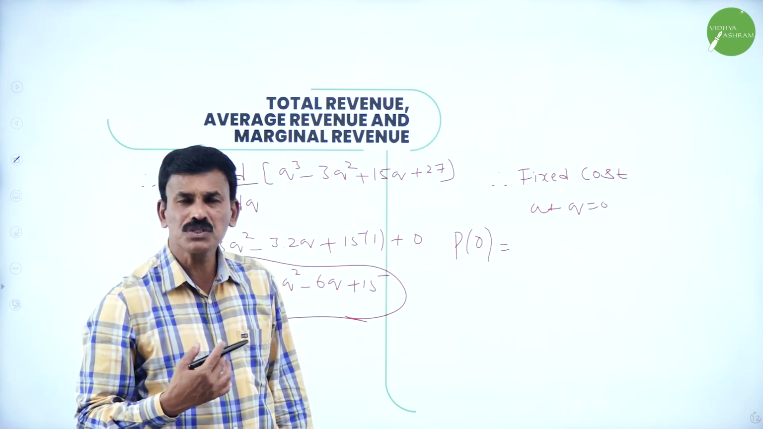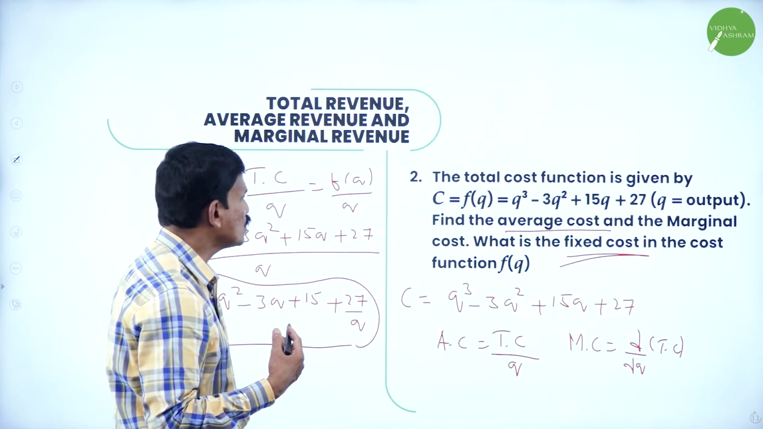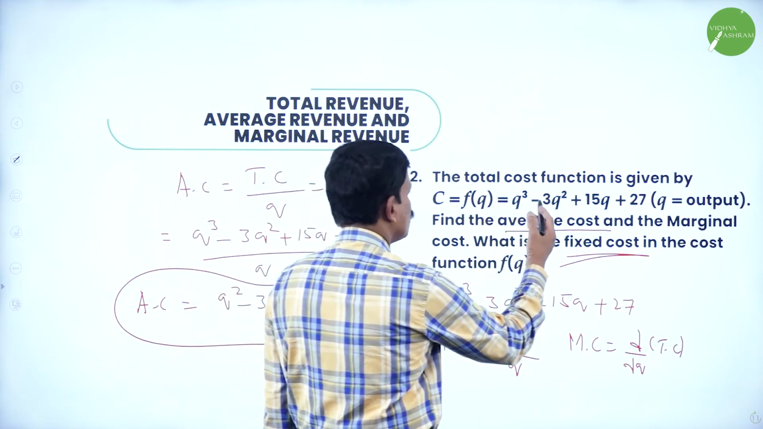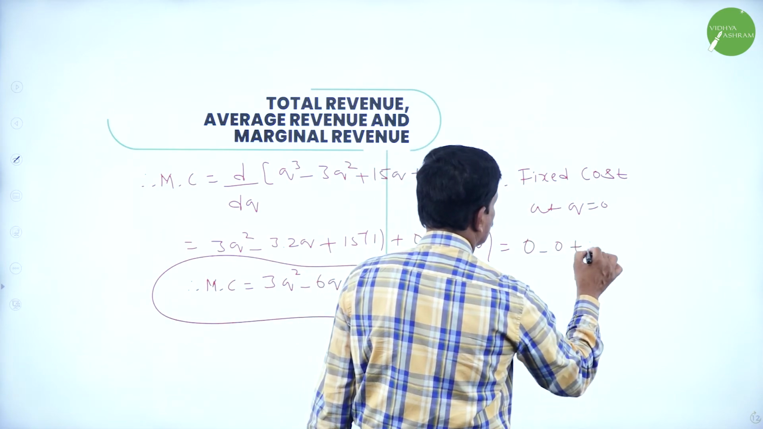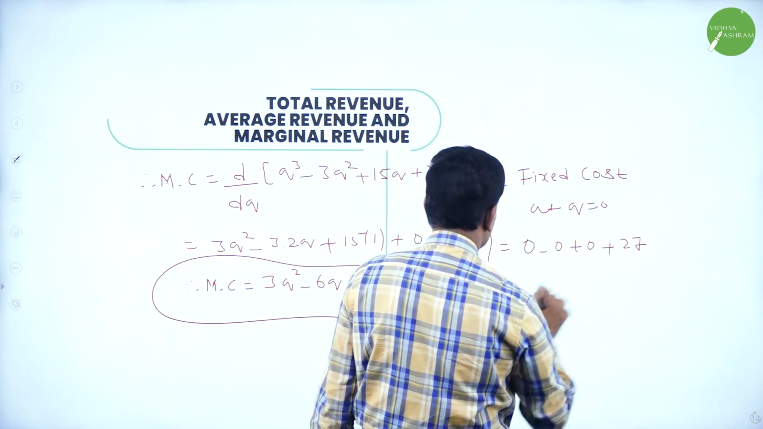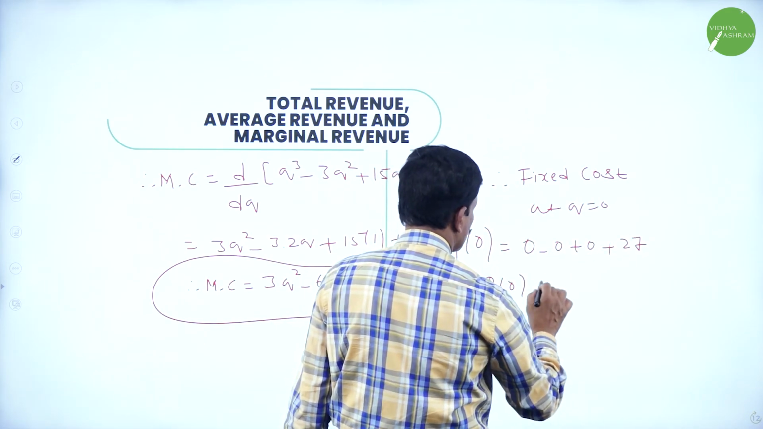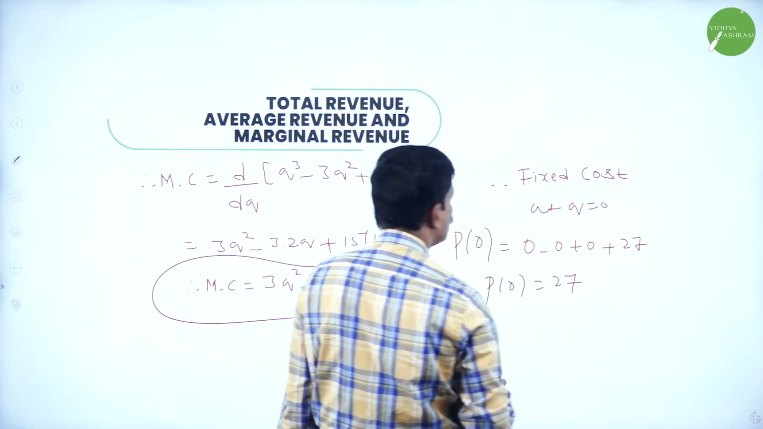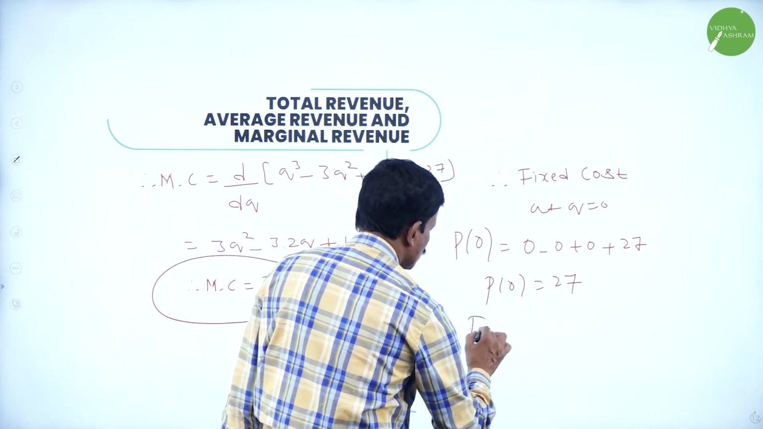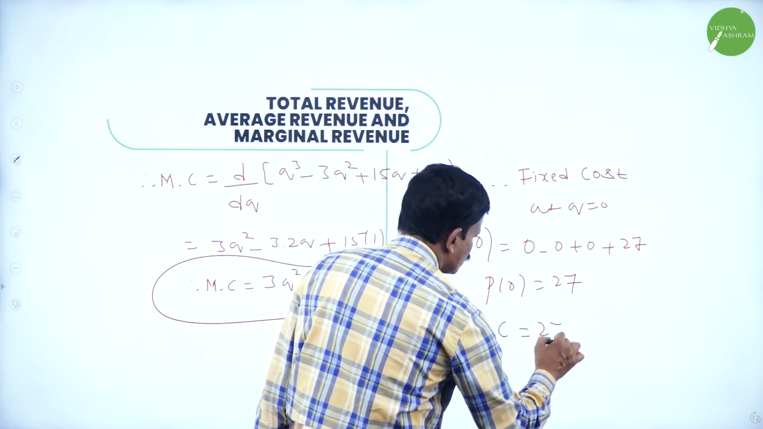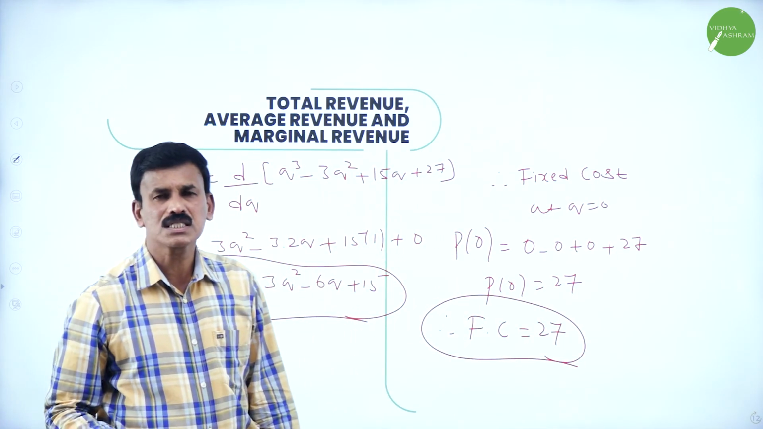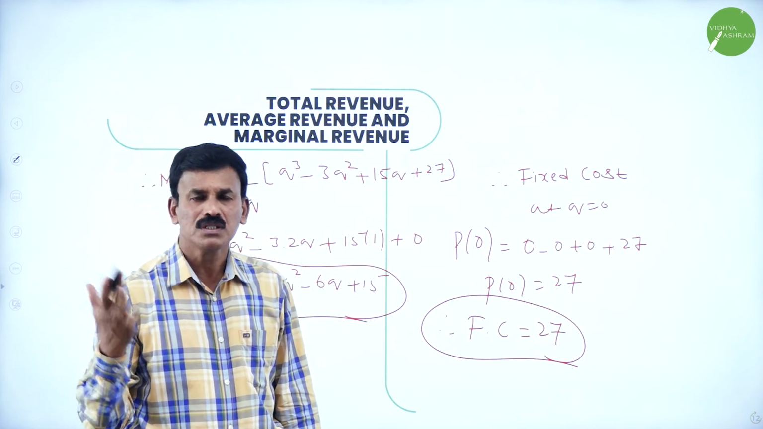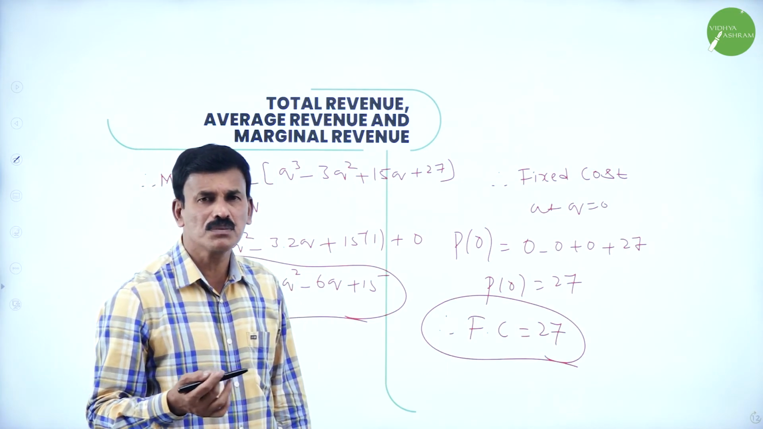So just put Q equal to 0 in the given equation. What is the given equation? This is 0 minus 0 plus 0 plus 27. So therefore P of 0 is equal to 27, which means the fixed cost is equal to 27. Fixed cost is 27. That's it. Okay. Hope you followed. This is a very simple method and a very simple problem indeed.